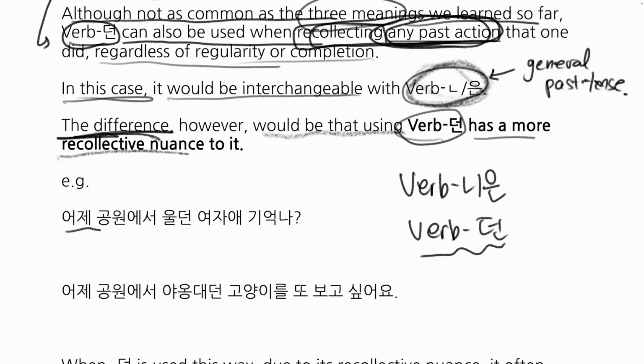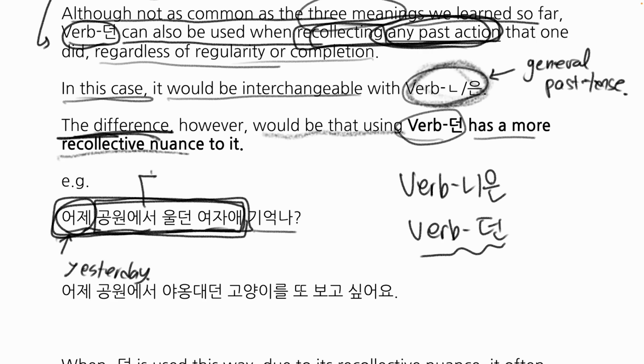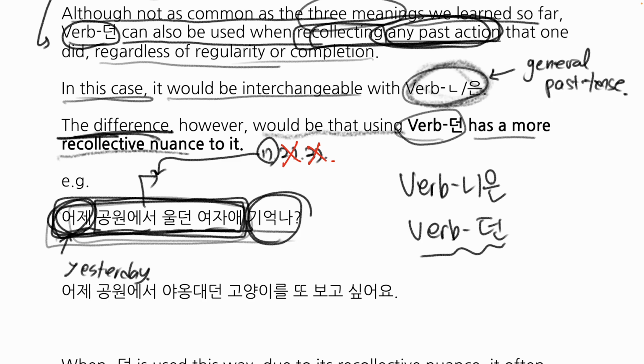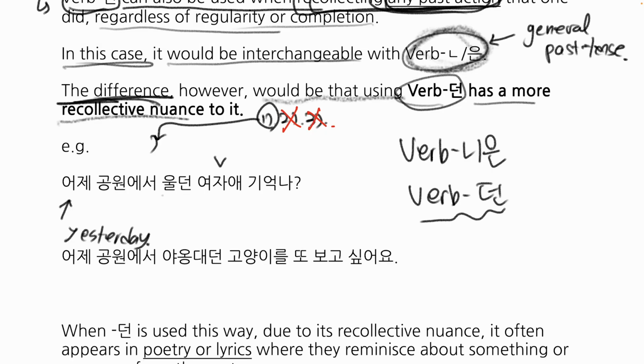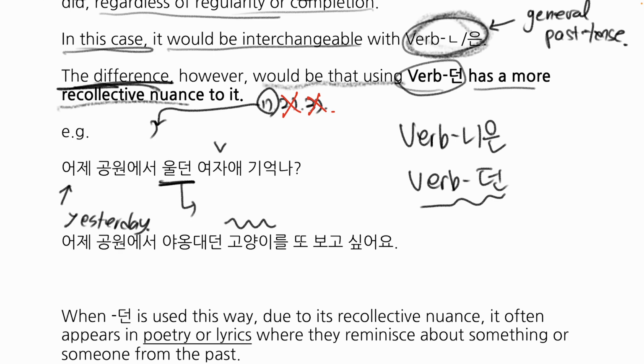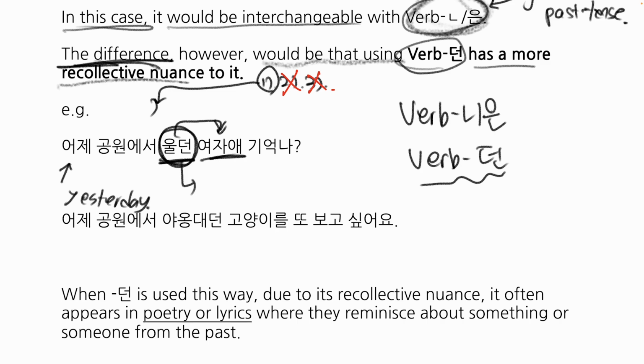For example, guys, 어제 공원에서 울던 여자애 기억나? So 어제 points to a specific time in the past, which is yesterday. If we apply one of the 1, 2, 3 meanings, it would have to be number 2, right? Because 어제 points to a specific time in the past, so it cannot be something that's done regularly. However, in this sentence, you're asking if you 기억나, if you remember. Here, 울던 doesn't necessarily have to do with she was crying, but she left it unfinished. It's just a past action that the 여자애 did in the past. So, this will be interchangeable with 공원에서 운 여자애.